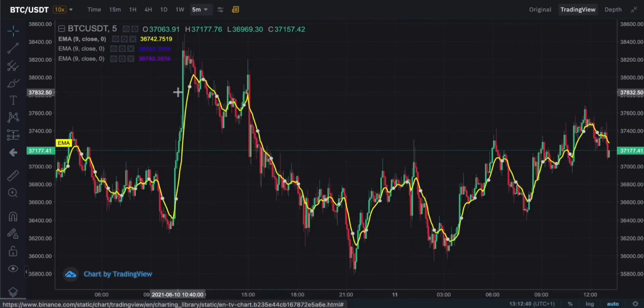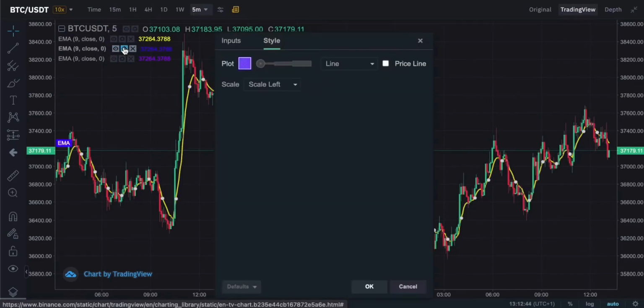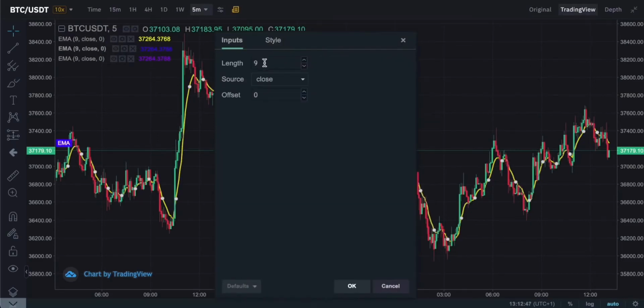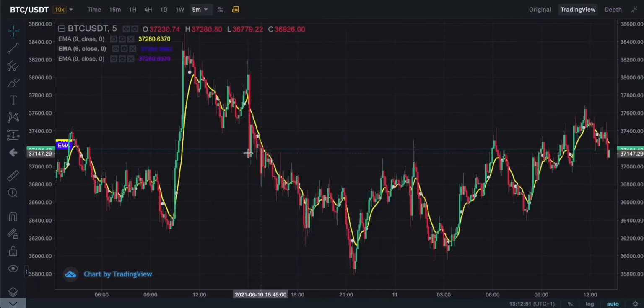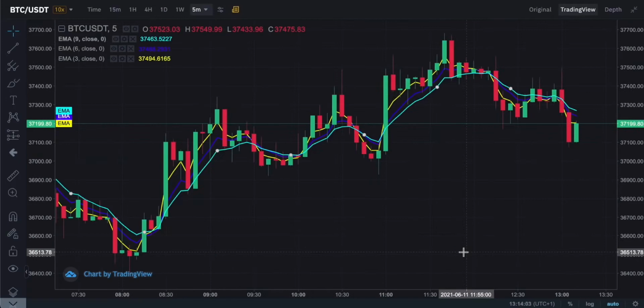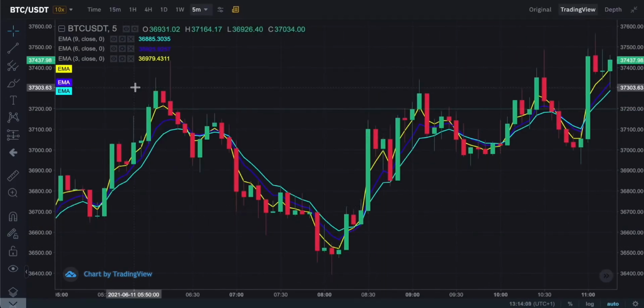Do that for all of these, but important to know is that you can change the timescale just by going to format, going to inputs, and then changing the length. So remember, it's a 3, 6, and a 9 period EMA. So what we want to do is look for the 3 period EMA, the shortest EMA. You can see that on the chart right here as yellow. We want this to cross through both the 6 and the 9, and that will tell us that the short-term price movement is possibly changing.